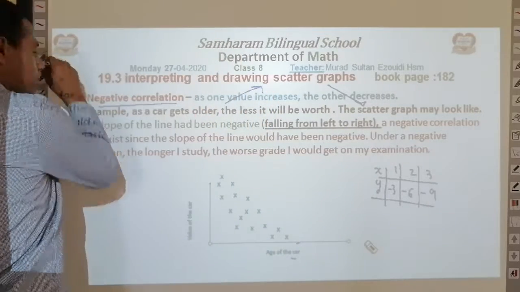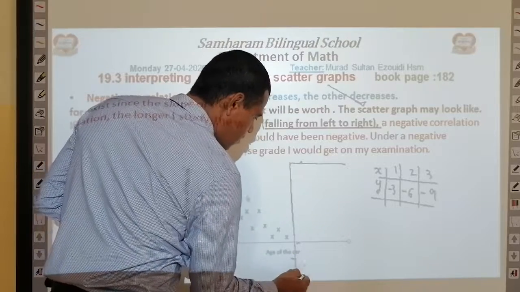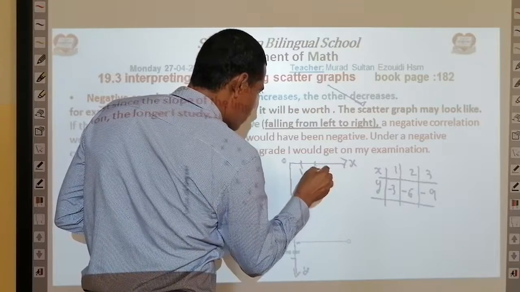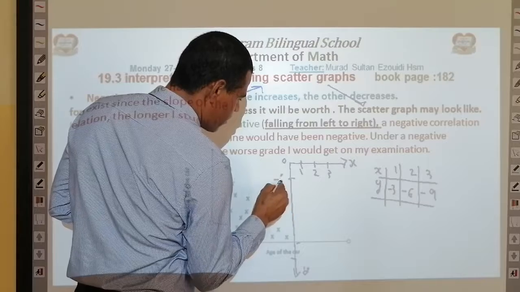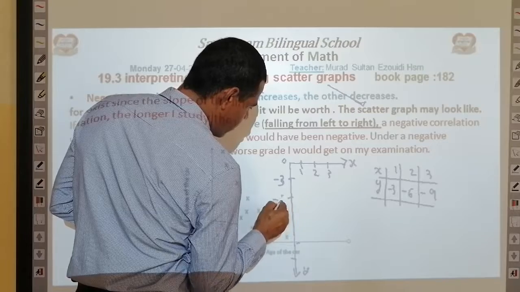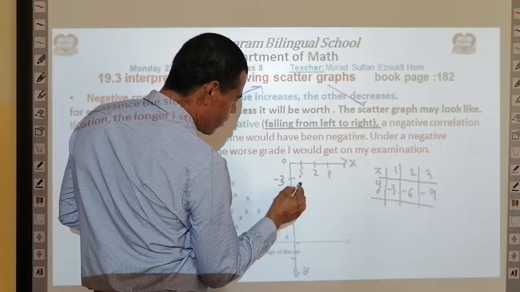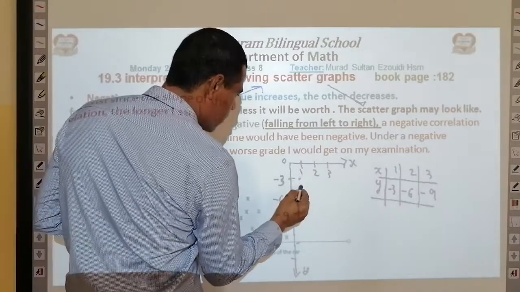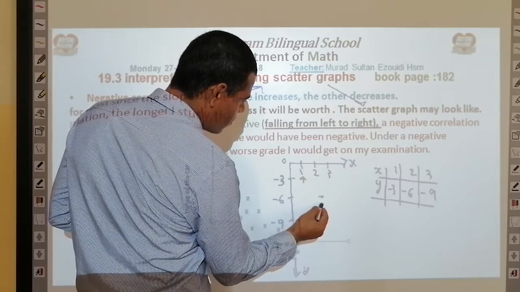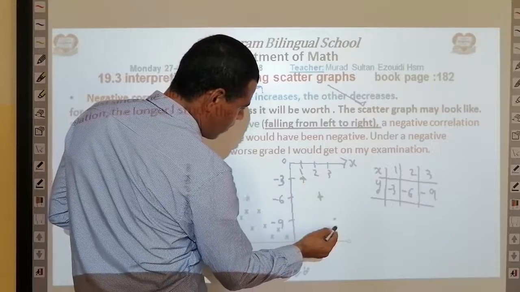Okay, for example, this is y and this is x. This is 0, this is 1, this is 2, and this is 3. This one is negative 3. This one negative 6, and this one negative 9. So when x equals 1, y equals negative 3. This is the first one. When x equals 2, y equals negative 6. When x equals 3, y equals negative 9.